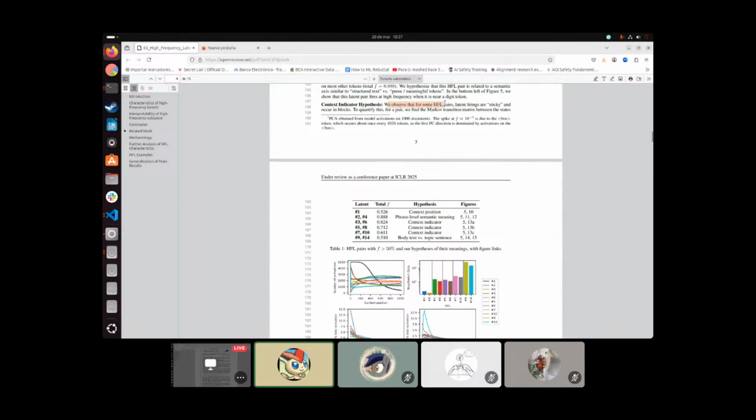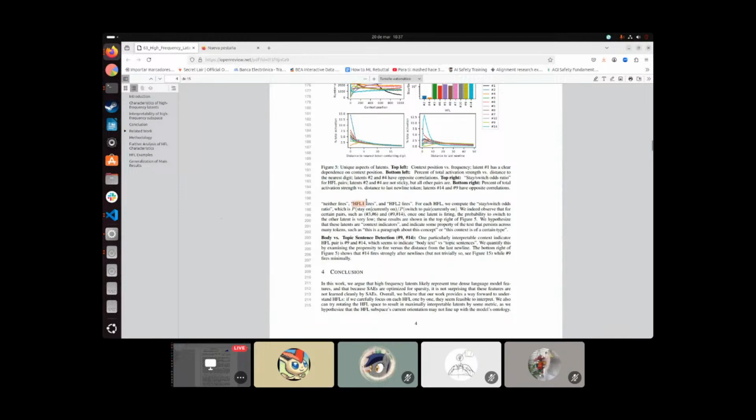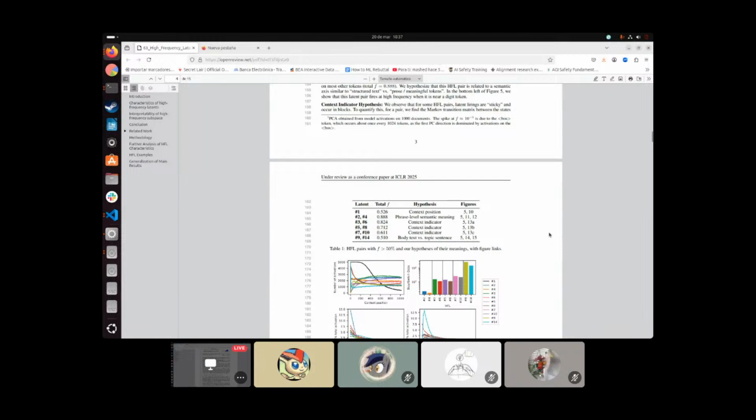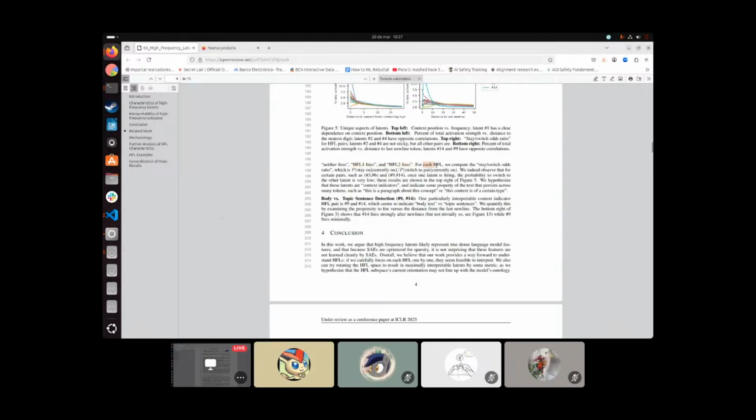We observed that for some high-frequency latents, features are sticky and occur in blocks. To quantify this, we computed the Markov transition matrix between states: neither fires, one fires, two fires. We computed the state switch odds ratio, which compares staying on the current latent versus switching to the pair latent.